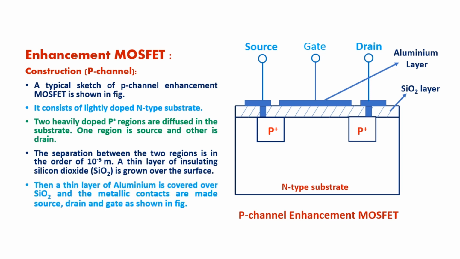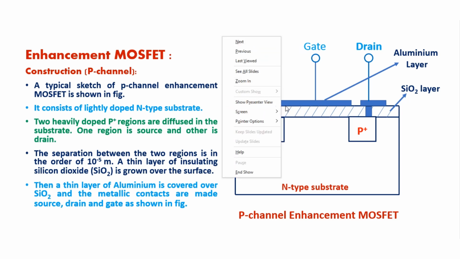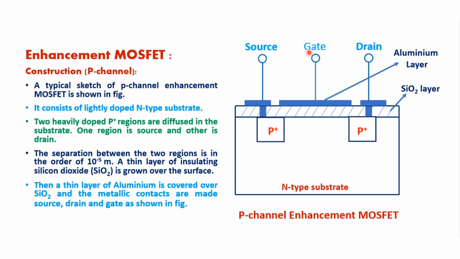Then a thin layer of aluminum is covered over the silicon dioxide and the metallic contacts are made: source, drain and gate, as shown in this particular figure. Here it should be noted that the gate is not in direct contact with the channel but is insulated from it, and hence the name IGFET, that is insulated gate type field effect transistor.